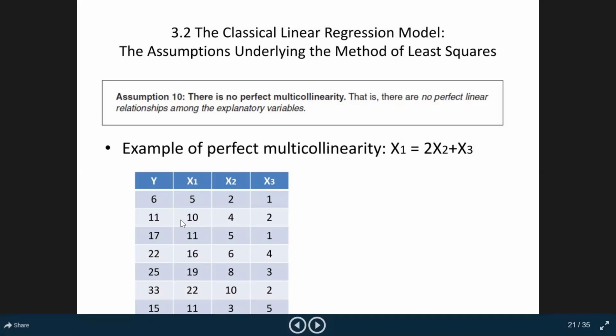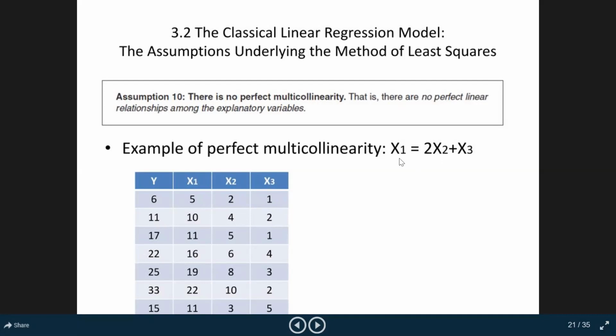These are the y values. We have the x1, x2 and x3 values. If we look at x1, it is x2 multiplied by 2 plus 1, which is also written over here. So 2 twos are 4, plus 1, that is 5. Similarly, if we multiply this 4 by 2, 4 twos are 8, plus 2, that is 10.